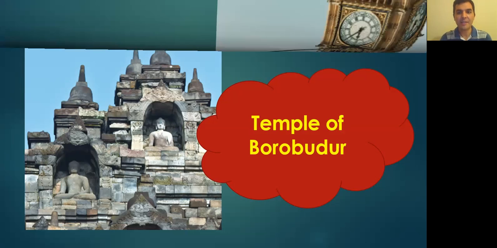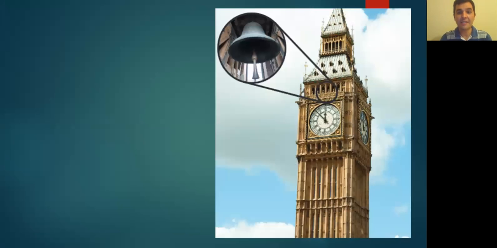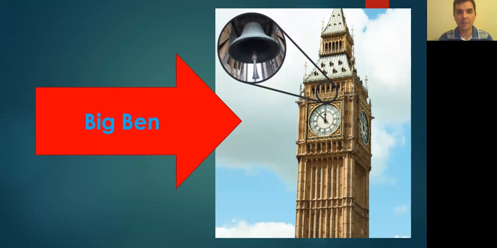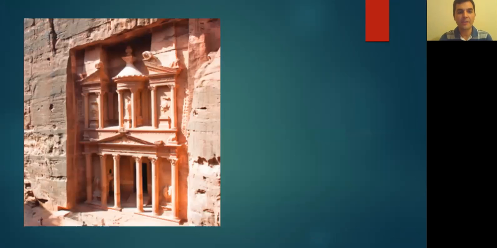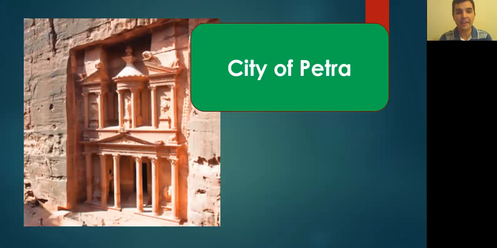The next image is a clock tower. The name of this clock tower, which is in England, in Great Britain, is Big Ben. Okay, after that, we've got this other place. It's called the city of Petra. That's in the Middle East, in Jordan, I believe. You've got to remember the name of this place, the city of Petra.